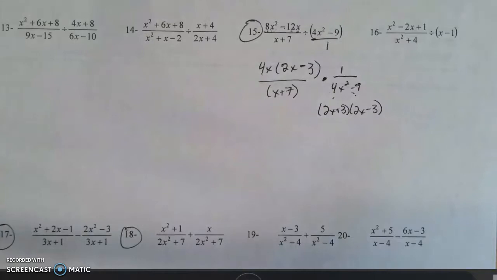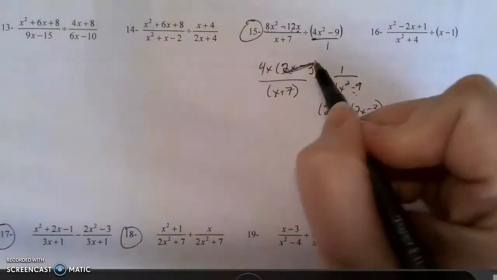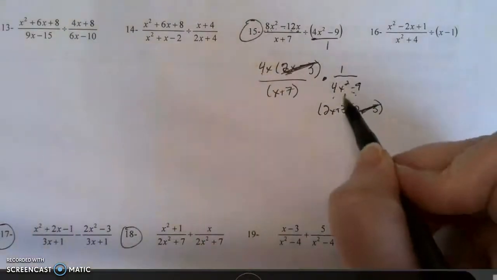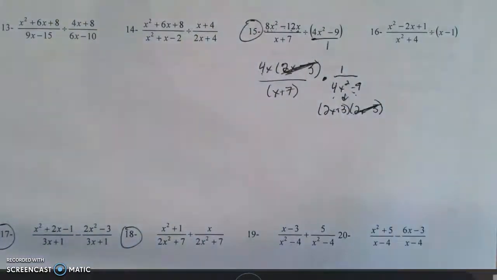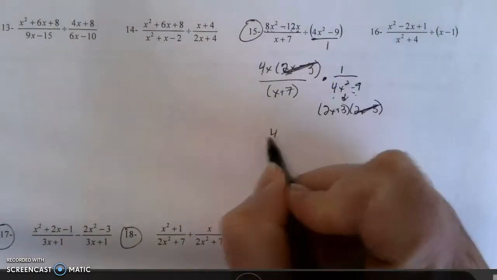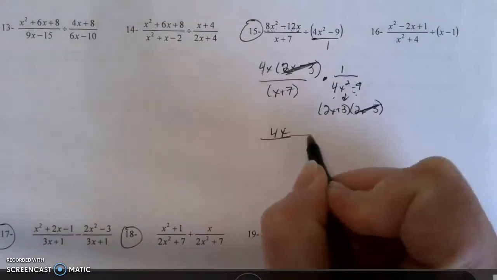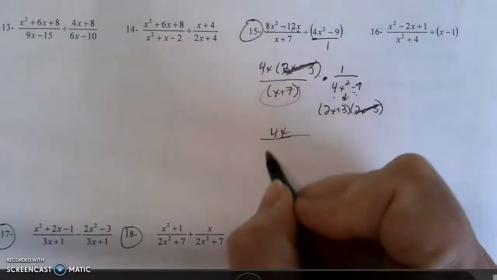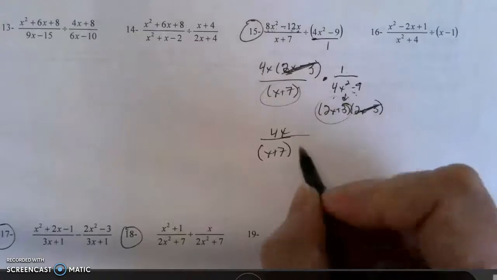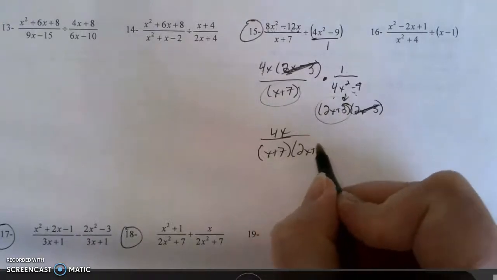Let's cross off our common factors. 2x minus 3, 2x minus 3. I don't see any other factors that are common. This is factored here. So my numerator, I'm left with 1 times 4 is 4x. My denominator has this factor, x plus 7, and this factor, 2x plus 3.